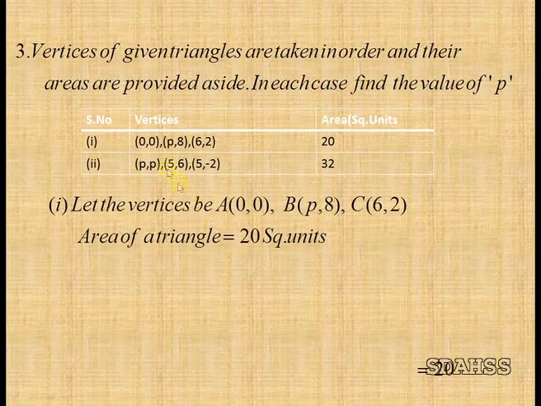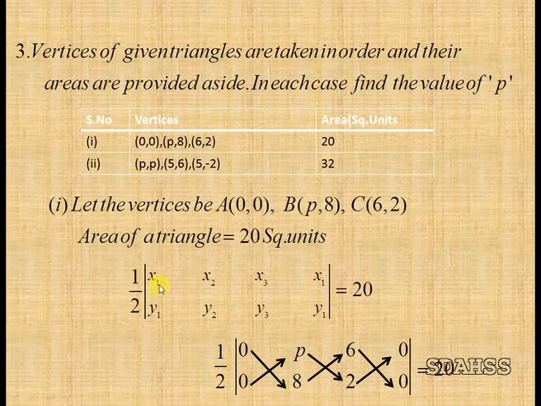Let the vertices be A (0, 0), B (P, 8), C (6, 2). The area of the triangle is 20 square units. These are the details given in the question: vertices and the area. But we know that the area of a triangle is half into the determinant of x1 y1, x2 y2, x3 y3, x1 y1. In the place of area of a triangle you should write the formula, which is equal to 20 square units.